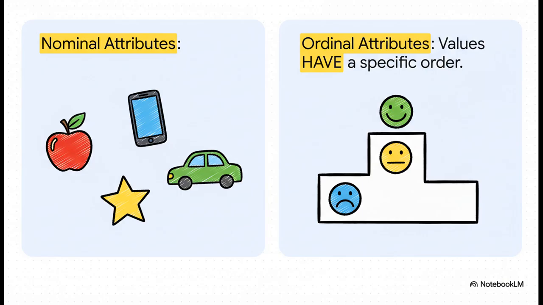But on the right, you have ordinal attributes. And you guessed it, ordinal sounds like order. These labels have a built-in sequence. Agree is clearly a step up from neutral, which is a step up from disagree. With these, the order really matters.